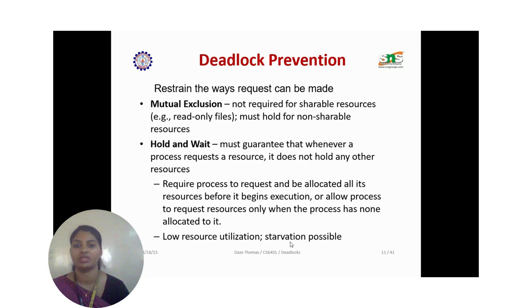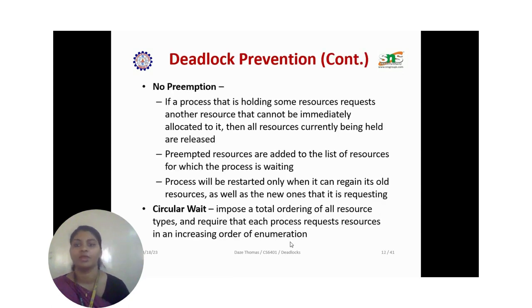Okay, and next one is hold and wait. Must guarantee that whenever a process requests a resource, it does not hold any other resources. It requires the process to request and be allocated all its resources before it begins execution, or allow the process to request resources only when the process has none allocated to it. So in these two situations only, a process can request a resource. This results in low resource utilization and starvation is also possible.